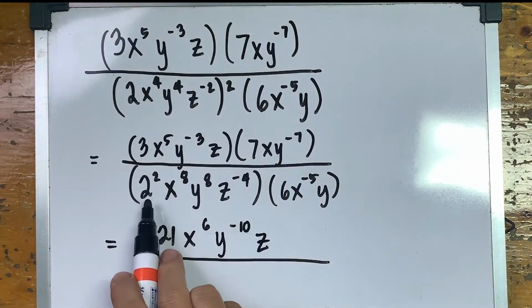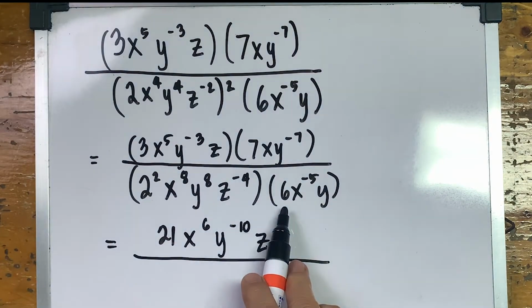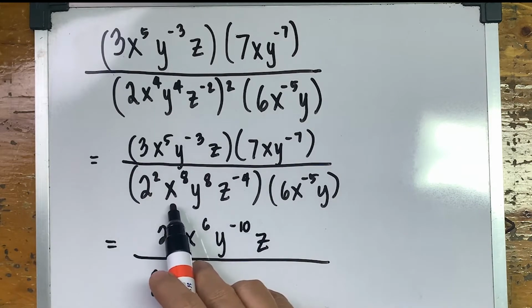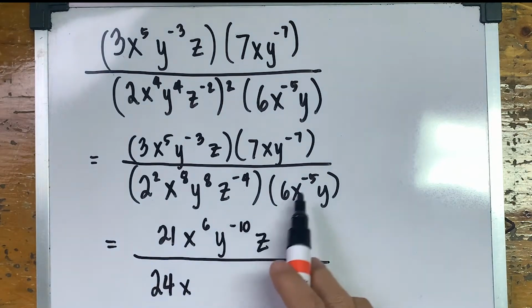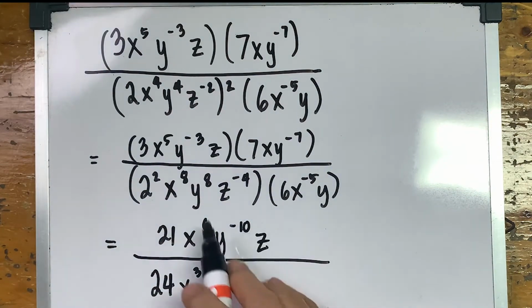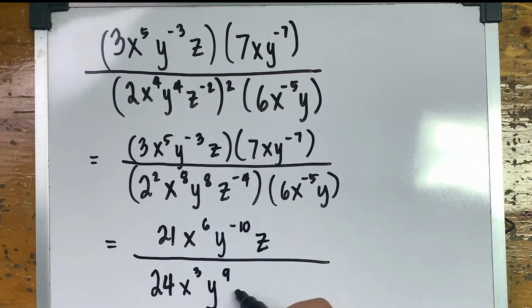Okay, 2 to the second power is 4. 4 multiplied by 6 is 24. And then we'll work on the variables. So x, 8 plus negative 5 gives us 3. And then y, 8 and then plus 1 gives us 9. And then z raised to the negative 4.